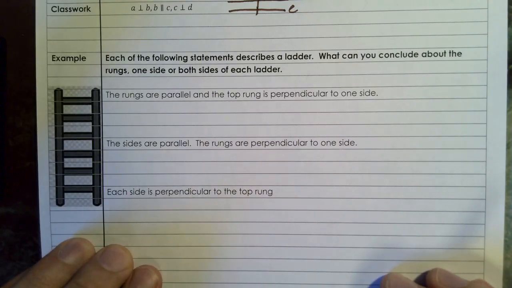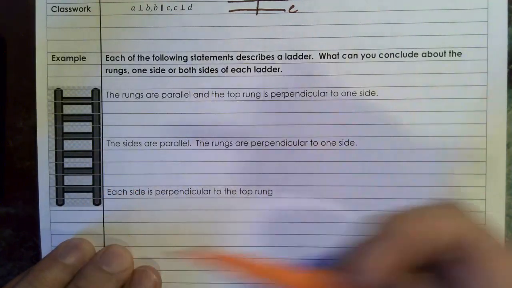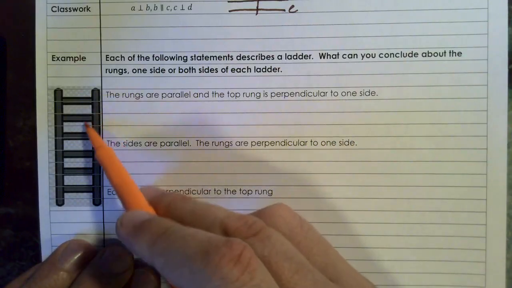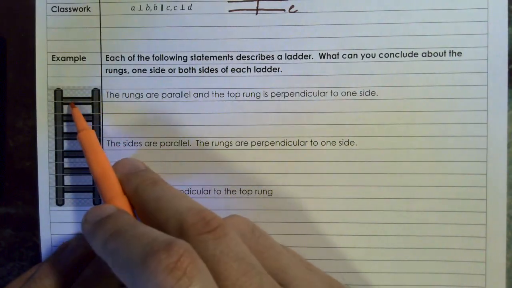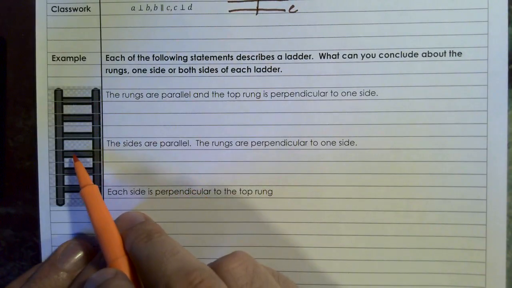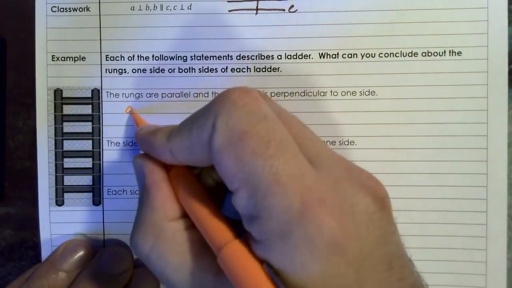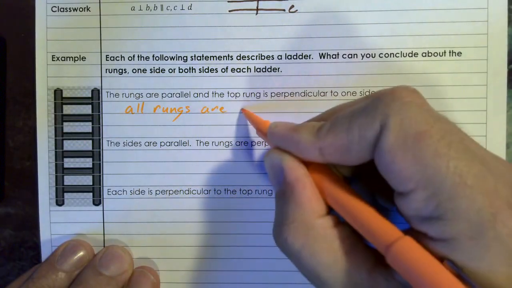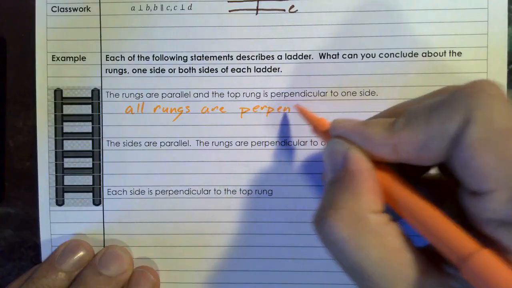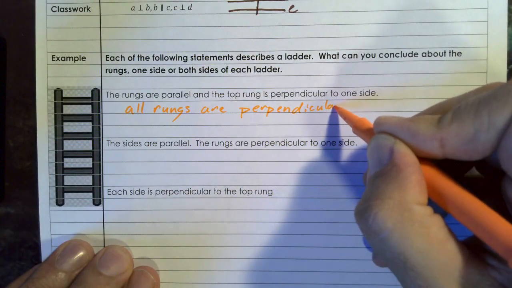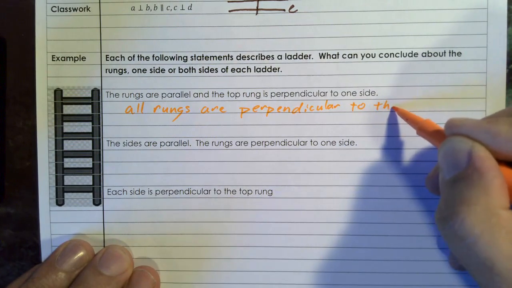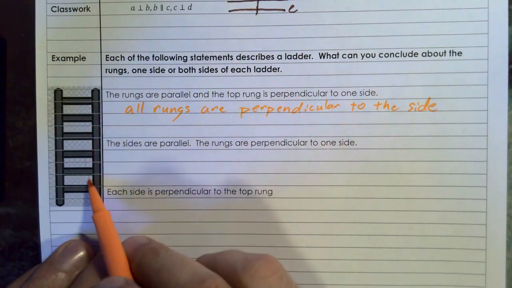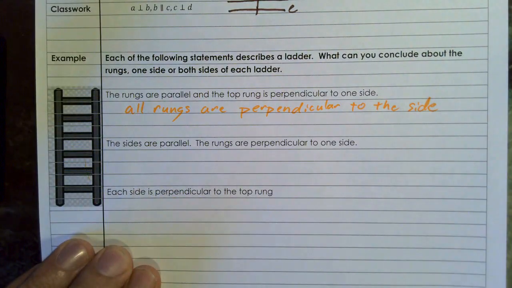A place you have seen this property but maybe didn't realize it is ladders. Ladders use this property. Rungs are parallel and the top rung is perpendicular to one side. So all of these rungs of our ladder are parallel and this top rung is perpendicular to one side. So we can say all rungs are perpendicular to the side. Because if these two are perpendicular, then all these ones have to be perpendicular if all these ones are parallel.